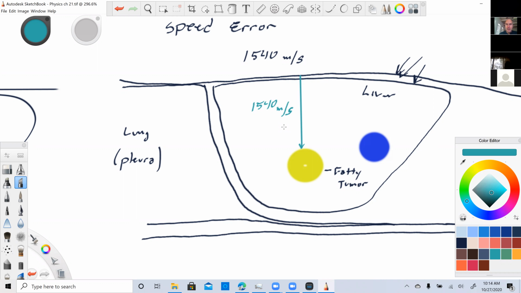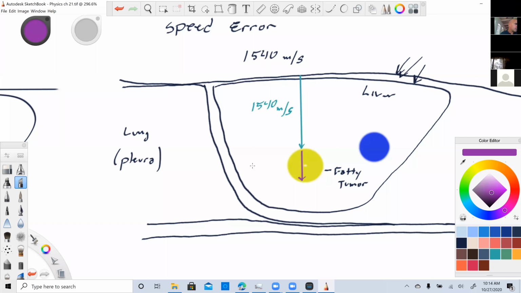But fat, what do we say about fat? You don't see a lot of Olympic sprinters who are fat. It's just true. Fat tends to be slow. So let's use purple in here, and I'm going to continue my line. Sound continues through, but at this point, it's slower.